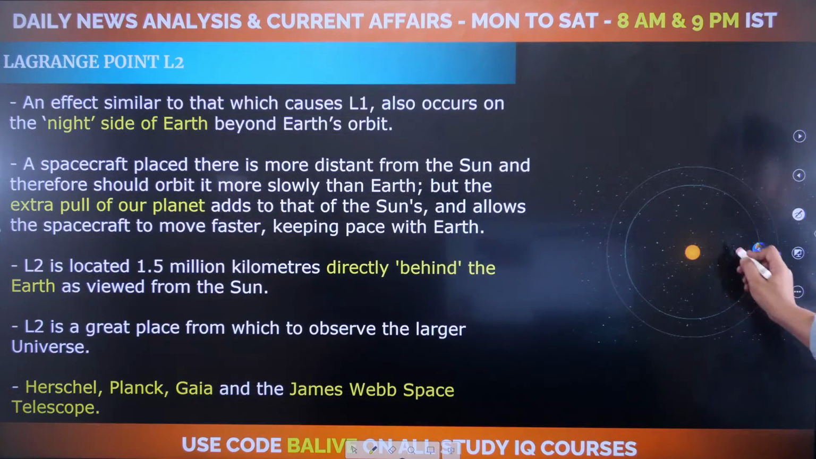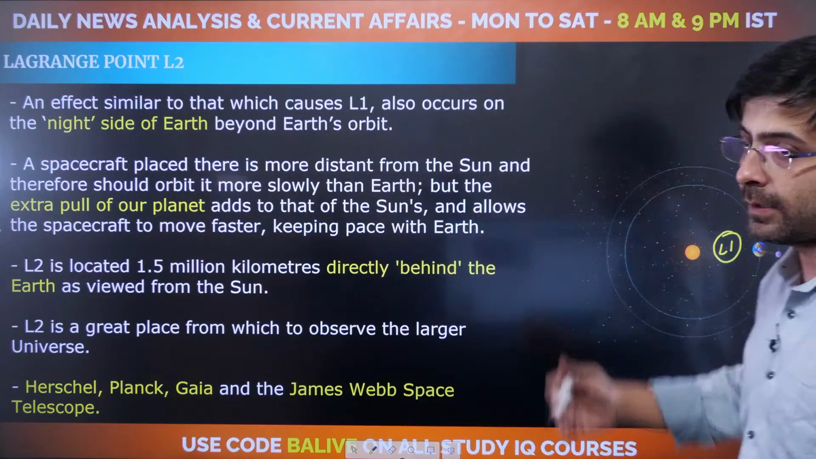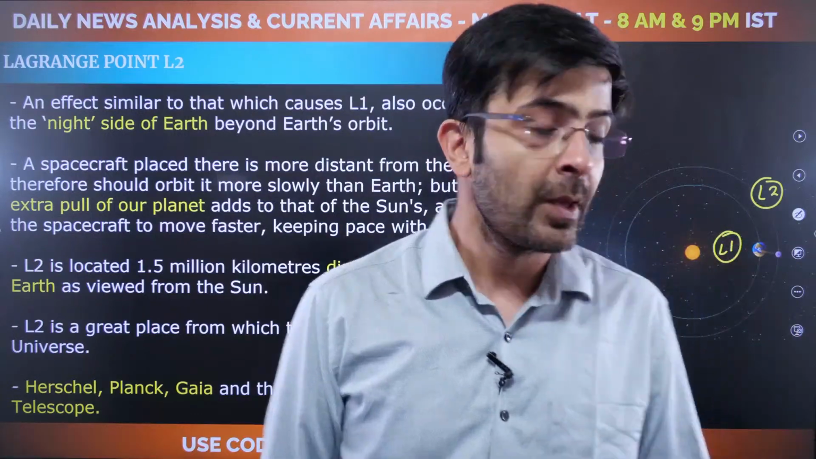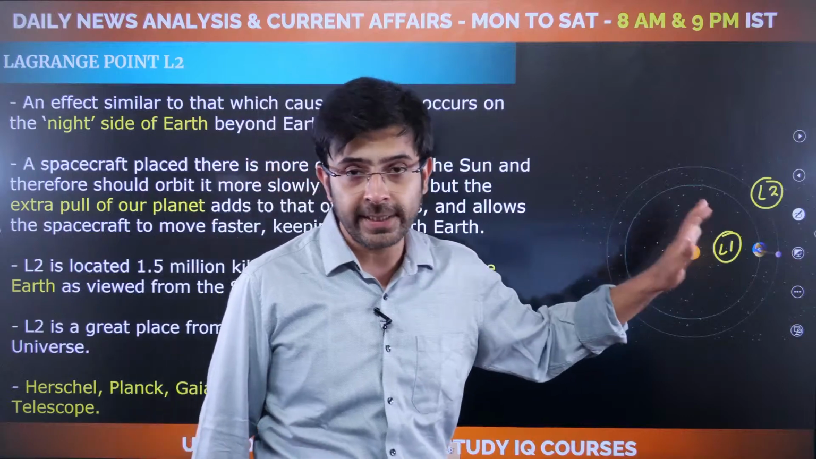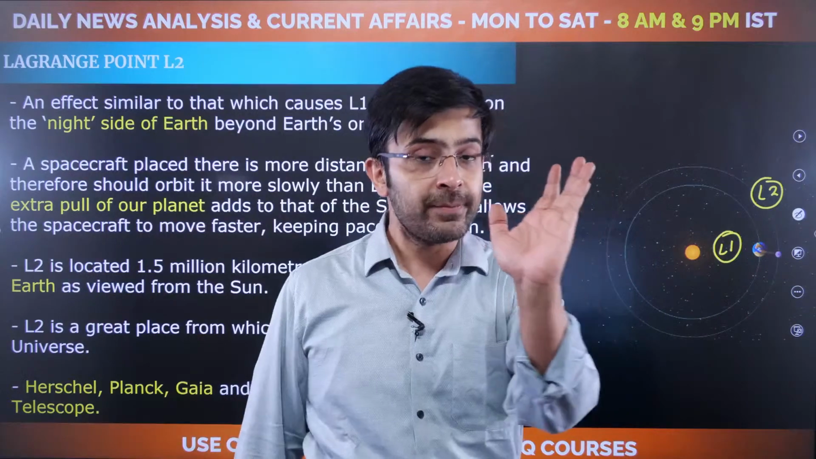Similar way, here was L1 between the Earth and the sun. Now, you are looking at L2, which is beyond the Earth. Now, some might wonder, what's the point of this? In L1, you were looking to observe the sun, study the sun. What about L2? What are you going to study beyond the Earth?